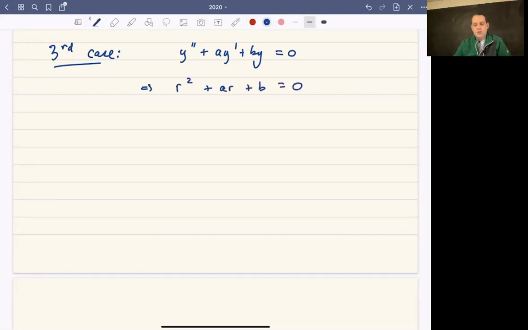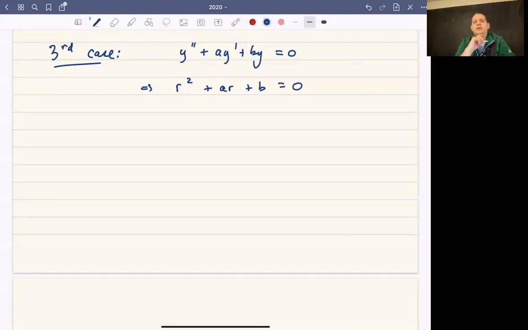If we had two distinct real solutions, then we talked about what to do there. If we had one real solution, so in other words, one solution of multiplicity 2, we talked about what to do there. And then the final thing that we need to handle is if we have two complex solutions.